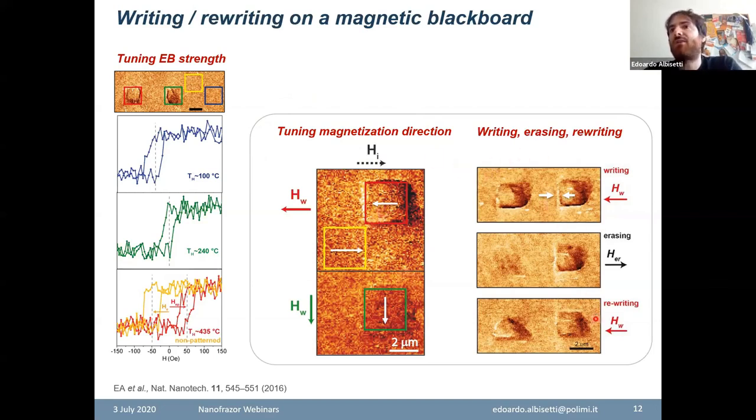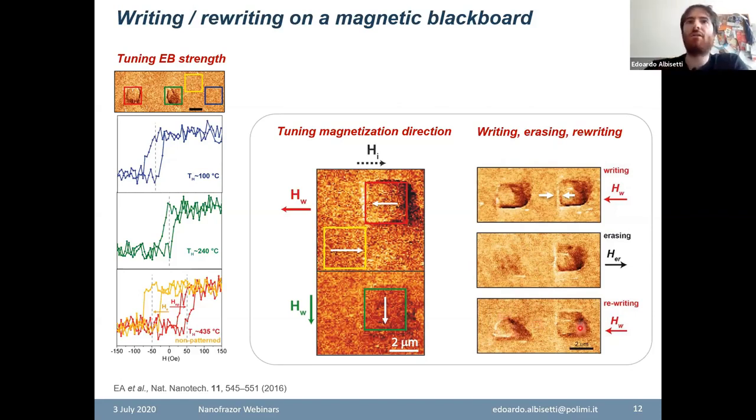And you can write, erase, and rewrite patterns. In this case, you see that we wrote two square patterns with the direction of the magnetization opposite with respect to the outside region. Here, what we did was to erase only one of the squares by performing the patterning again, with the direction of the external field during patterning exactly the same as the direction of the magnetization outside. So effectively, we removed the pattern, and then we performed patterning again in the original direction, but with a different shape, in this case, a triangle.